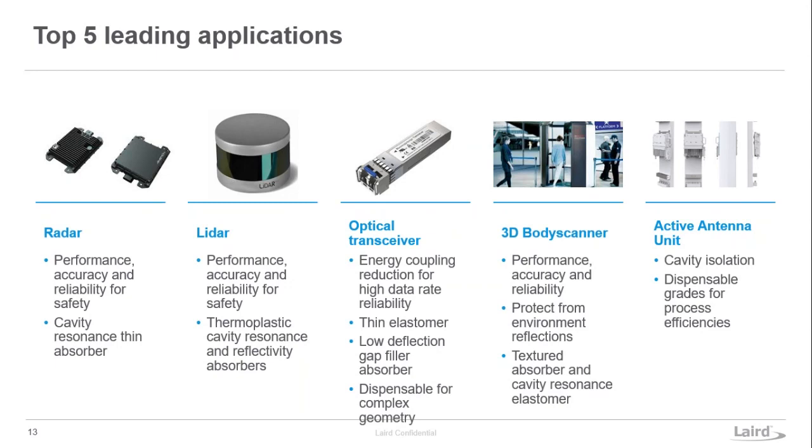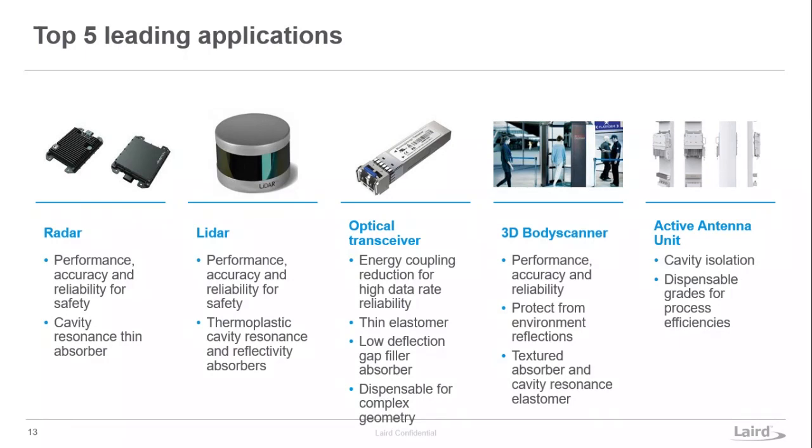The body scanner, again, is a safety and security device for airports specifically. So obviously you need high accuracy and reliability. The point here is not only about the electronics of the scanner, where you can use, let's say, a traditional absorber, but it's more about the structure of the scanner itself.